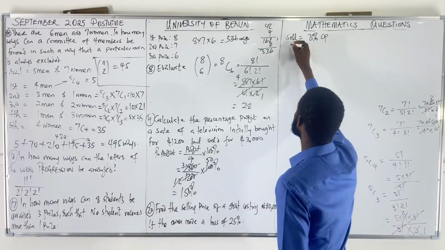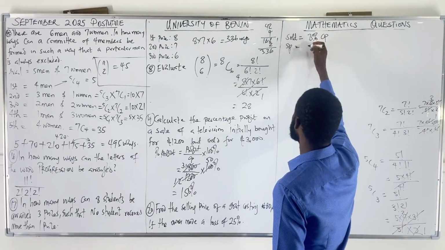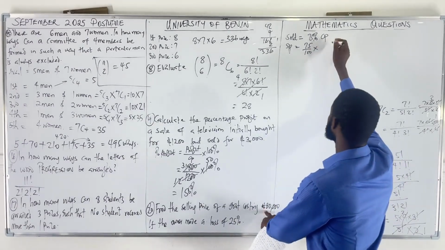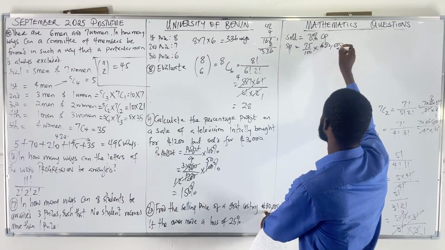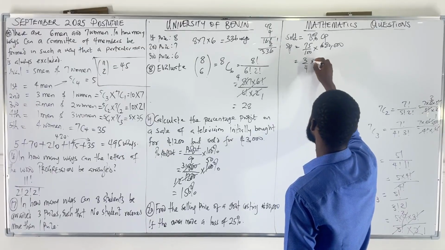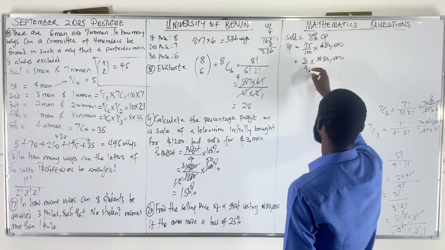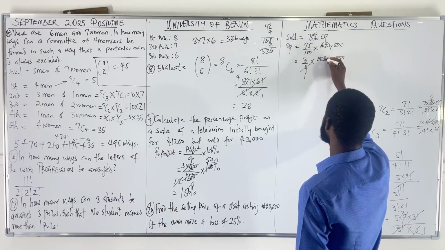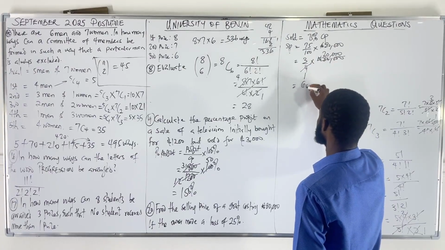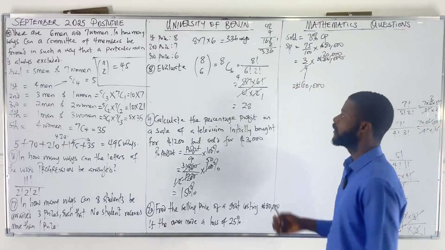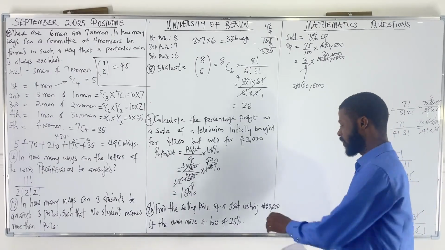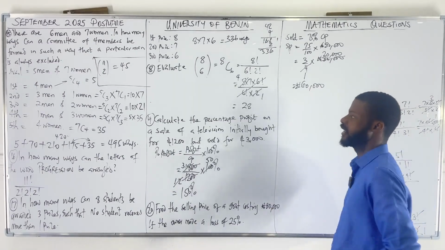So our selling price would then become 75 over 100 times our cost price, which is 80,000. Now this will give us 3 over 4 times 80,000. 4 into 8 is 2, so this is 20,000. Now 3 times 20,000 is 60,000. So this will be the selling price. Something of 80,000, the person sold it for 60,000, so the person made a loss.